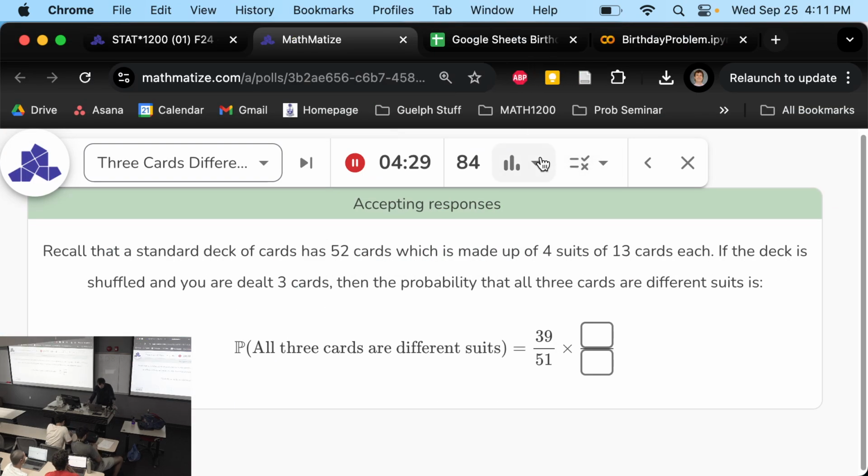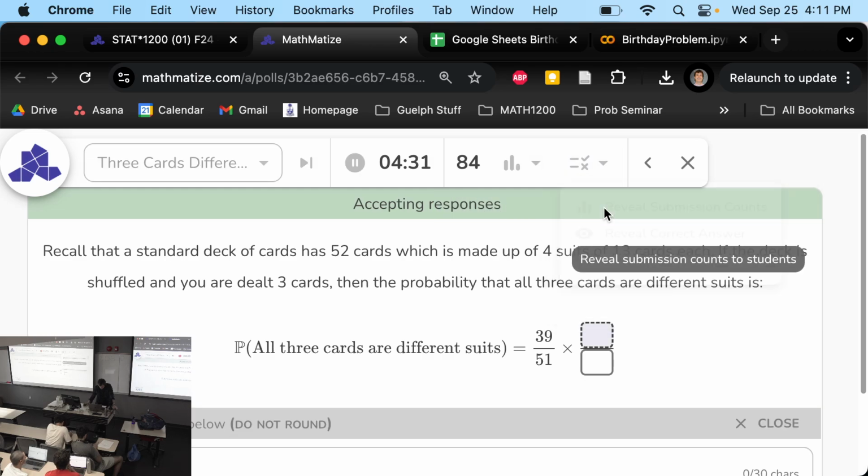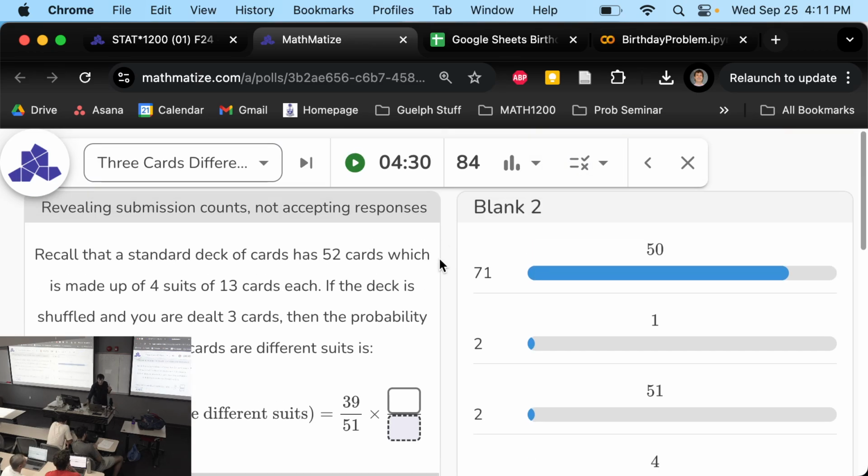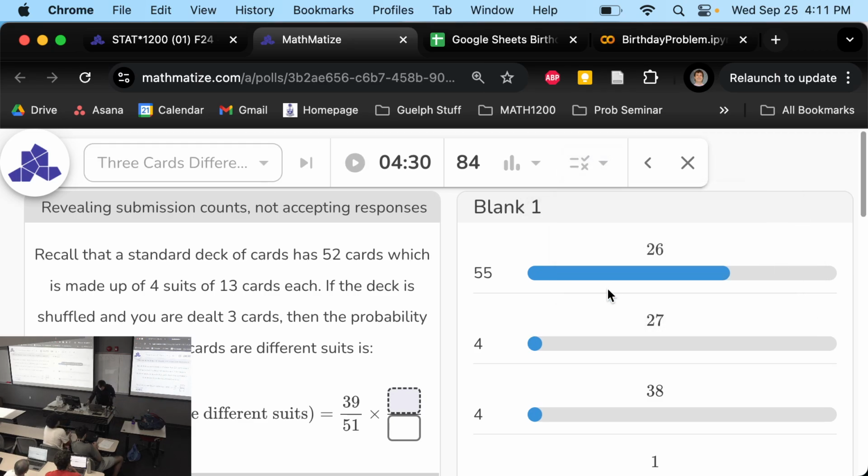And I'm curious what people said. Reveal what people said. Okay, on the bottom, this is the thing maybe most people got. Even if you're very confused, you might still be able to figure out it's something out of 50. That's because there's 50 cards left in the deck. That's exactly right. So the 71 people, that's almost everybody who said 50. Great job. What about the top? The top, slightly less people, but 55 people said 26. And the right answer is 26, I think.